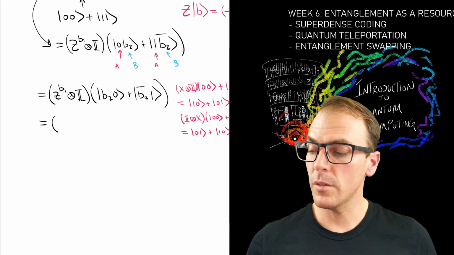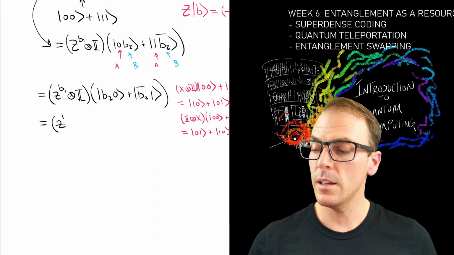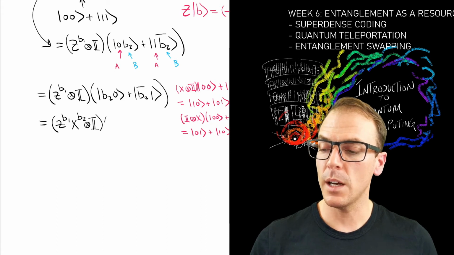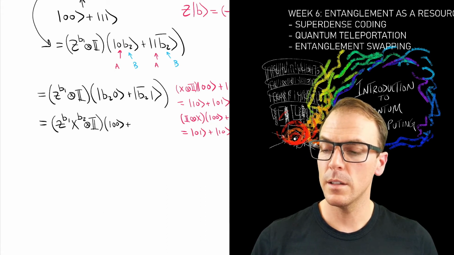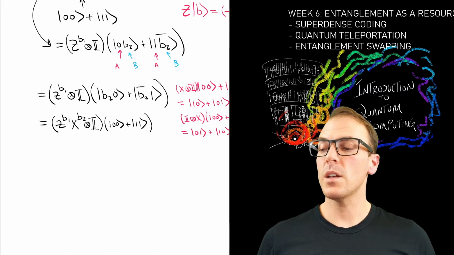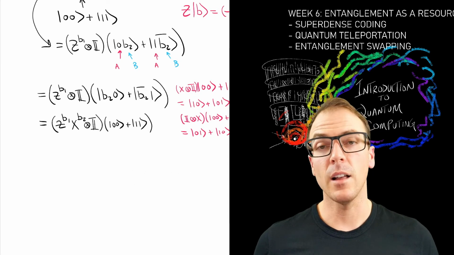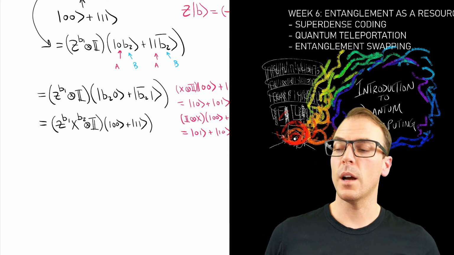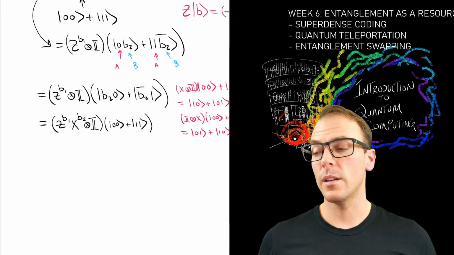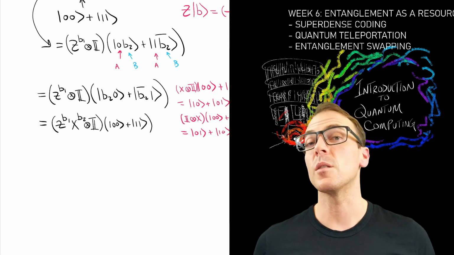So we have the Z acting after the X. Nothing's happening on Bob's side as required, and we end up with the desired state, equal to the original state that Alice and Bob share after applying an X or a Z, depending on whether or not Alice wants to send a 0 or 1 bit.